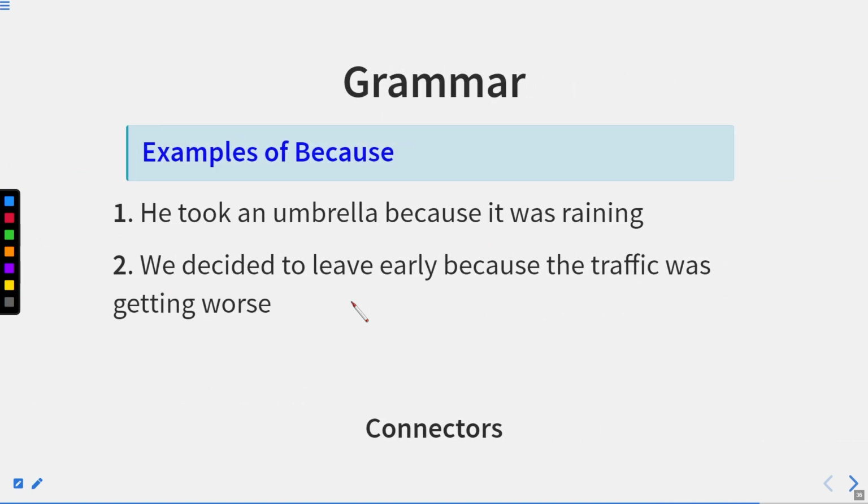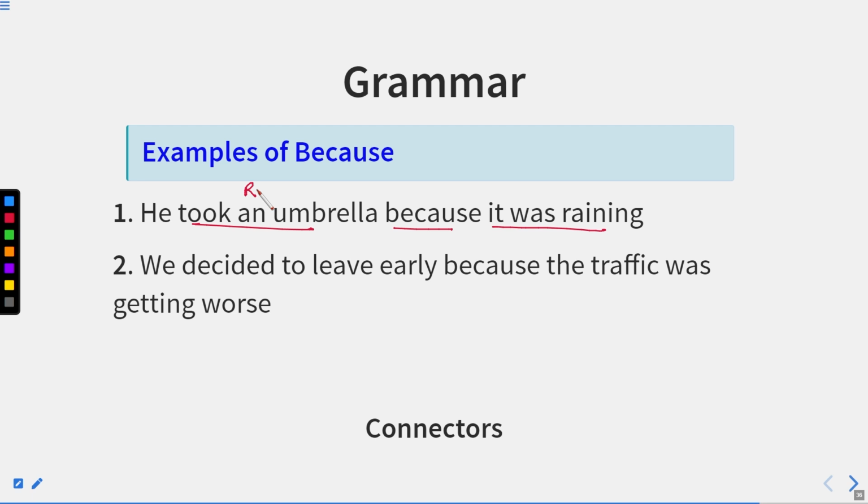Examples of because. Now let us have some examples of the word because. He took an umbrella because it was raining. Now in this sentence, because is showing the cause, that it was raining, and he took an umbrella is the result. Now, if I want to write this same sentence using because of, the structure will be slightly different. How? I can say he took an umbrella because of rain or because of raining.